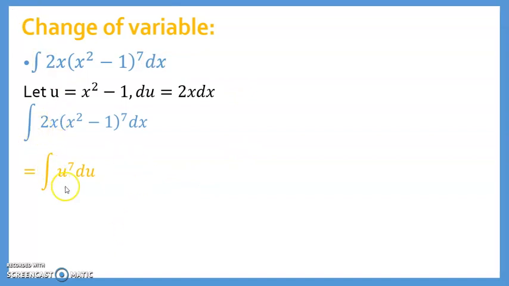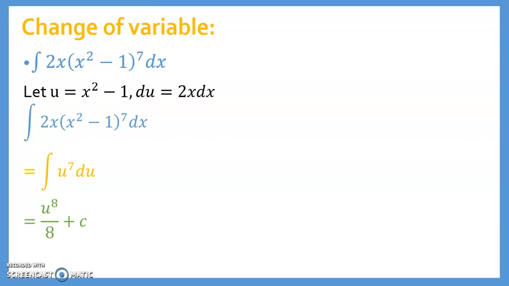Now in order to integrate this function, it's very easy. You add 1 to the power and you divide by the new power. So you get u to the power 8 over 8 plus c. But look back at the original integral. It was in terms of x. So you need an answer in terms of x and not in terms of u.